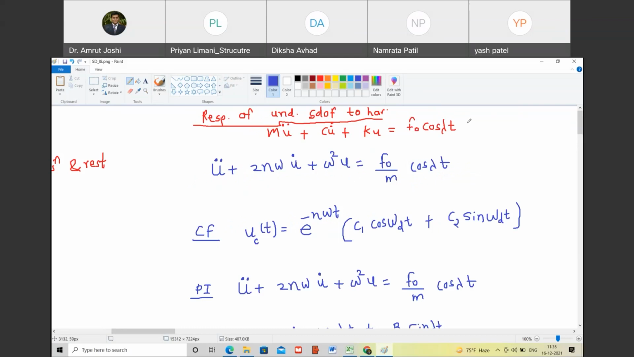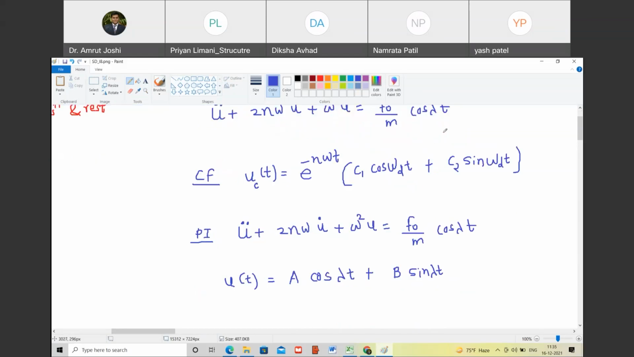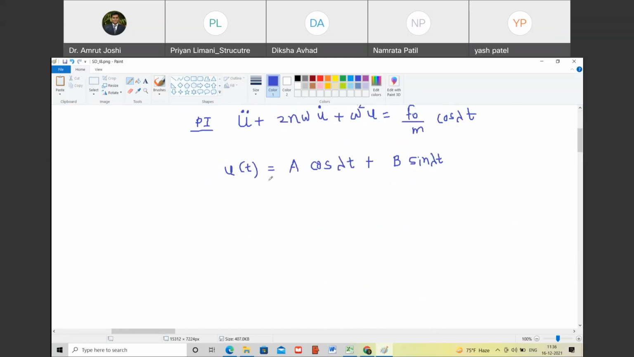Are you with me? But I am not going to explicitly do it because even if the function is f0 sin lambda t, I can always express it as cos lambda t by using the identity cos of 90 minus theta equal to sin, and so on. So you can use that and convert that. Are you with me? So therefore I am doing it for f0 cos lambda t only. Chalo. So u of t is a cos lambda t plus b sin lambda t.